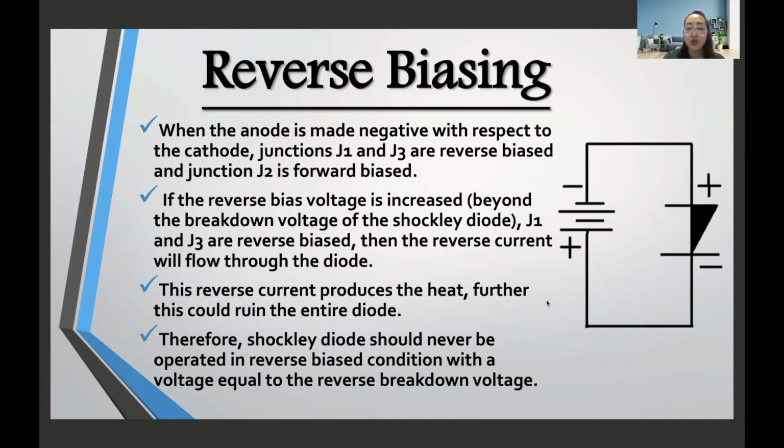Therefore, a Shockley diode should never be operated in the reverse bias condition with a voltage equal to the reverse breakdown voltage. That means we cannot mistakenly connect the Shockley diode in reverse bias, because if the reverse breakdown voltage is met during the reverse biasing, it will ruin the Shockley diode.